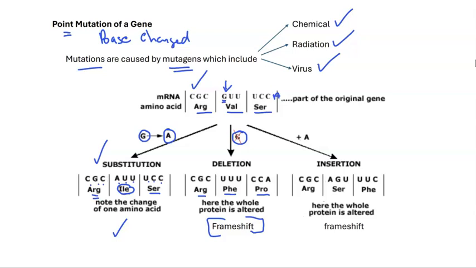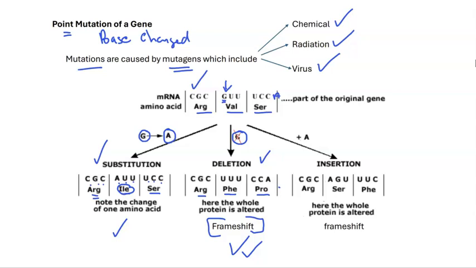And so we've got two changes. So for one base change, we've ended up with two amino acid changes. So this is a very big change. So deletions often result in very big changes to the protein sequence. And this is called the frameshift effect.